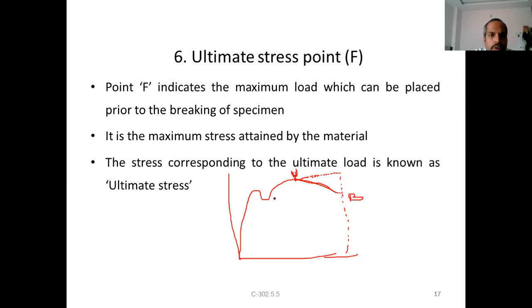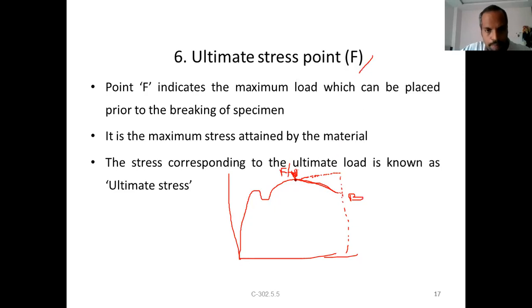Of course, the terminology is different here. This is A, B, C, D, E, F, and in this case the ultimate point is nothing but F. Normally we call it the ultimate point, and generally we refer to it using the term U. So F is nothing but the ultimate point.